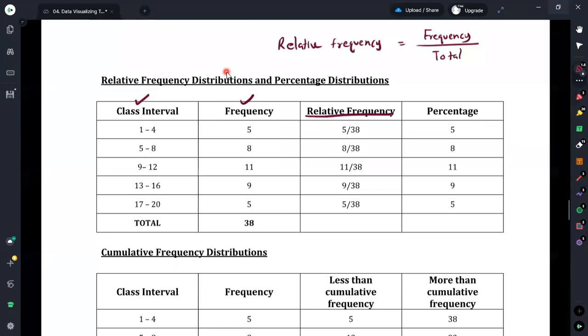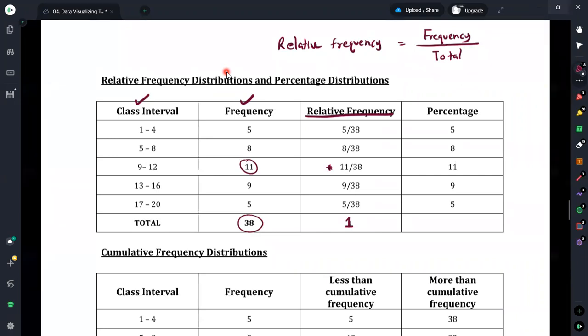For the class from 9 to 12, the relative frequency is taken as the frequency 11 divided by 38. Generally, we can keep it as a fraction, and if you are getting exact decimals, then we can solve that as well. But here, since we have a somewhat large number of decimals, I have kept this as fractions. Once you calculate the relative frequencies, the total of the relative frequencies should always be equal to 1.